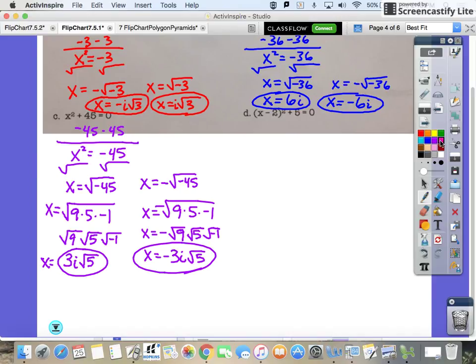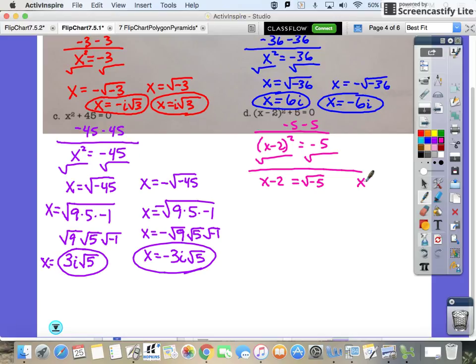Okay, last one. To solve for x, let's subtract 5 on both sides. We have x minus 2 squared equals negative 5. We're going to square root both sides, and we'll end up with x minus 2 equals the square root of negative 5, and x minus 2 equals the negative square root of negative 5.